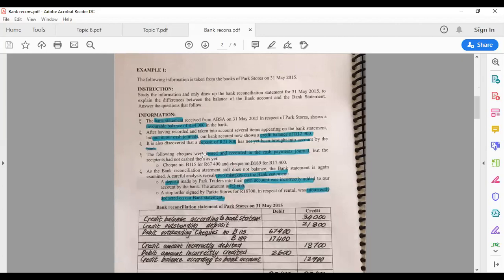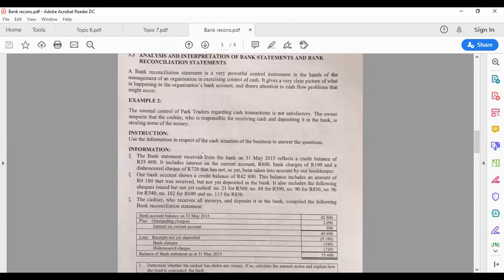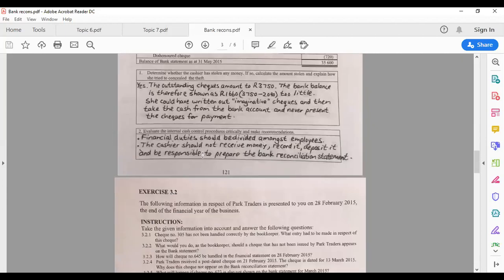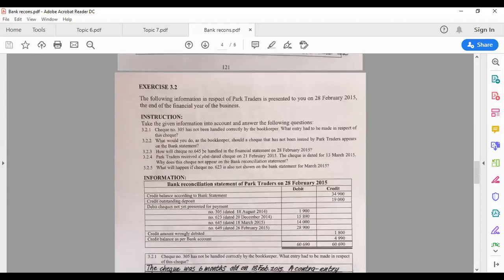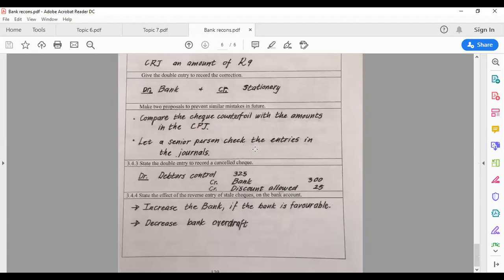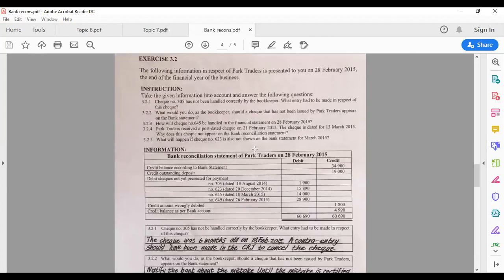Then we looked at the first example and we went through it, and the second example. So please go and watch my video on the first and the second example. Today we'll be tackling a few exercises: 3.2, 3.3 and 3.4. I don't want to overwhelm you, but I do want to assist you. The following information in respect of Park Traders is presented to you on the 28th of February 2015.